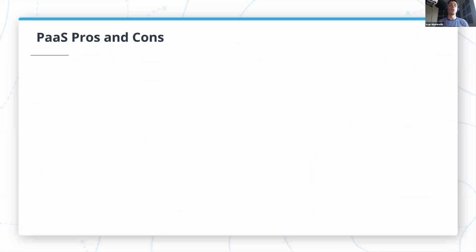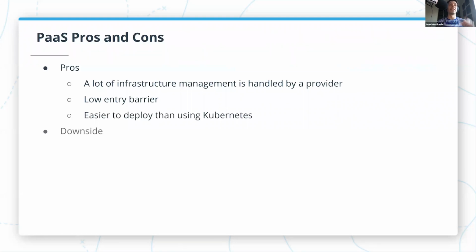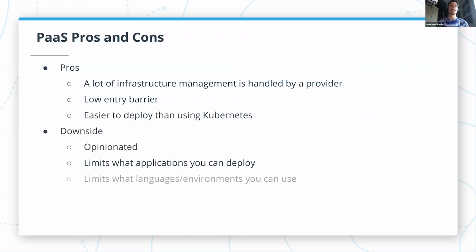Now, using platform as a service has pros and cons. Well, the benefits of using platform as a service is that a lot of infrastructure management is now handled by a provider. And it has an even lower entry barrier. And I would say it's easier to deploy than using Kubernetes. But the downside of using platform as a service is that it is opinionated. The cloud provider decides how you can run applications using platform as a service, and it can limit what applications we can deploy. And it can limit what languages or environments we can use to run our applications.